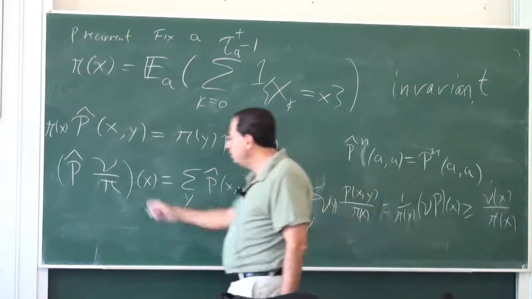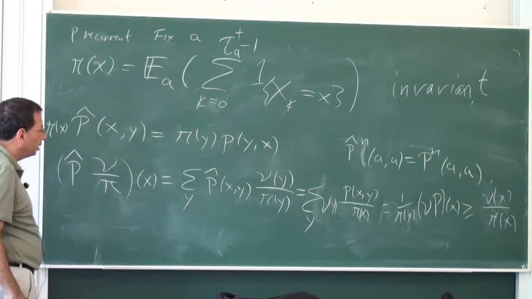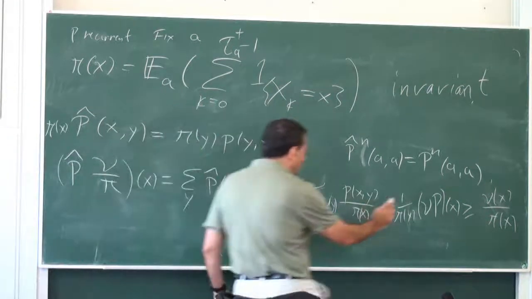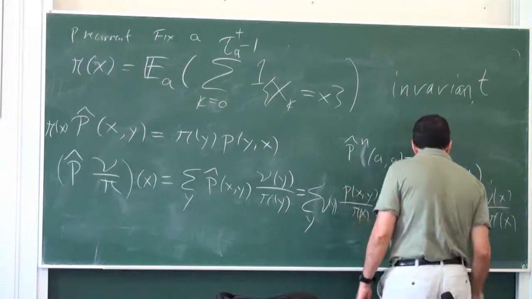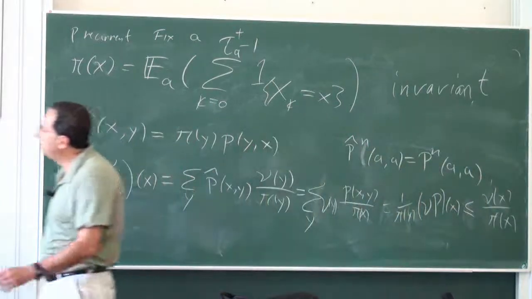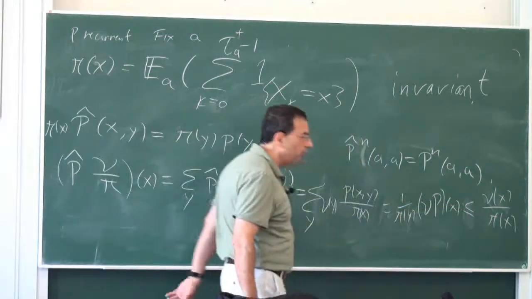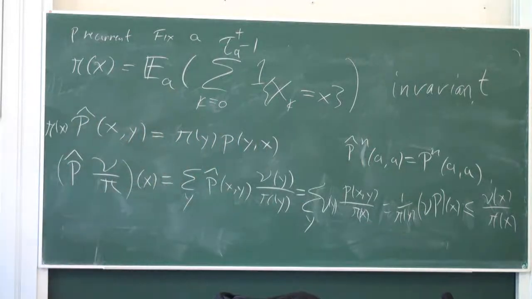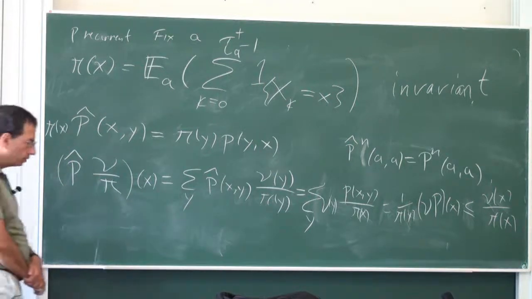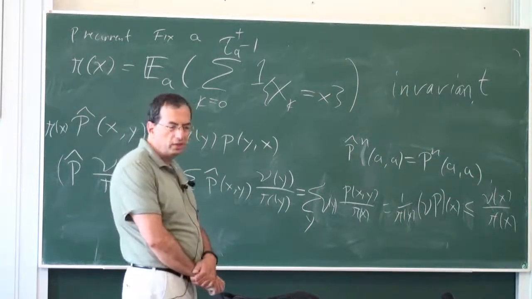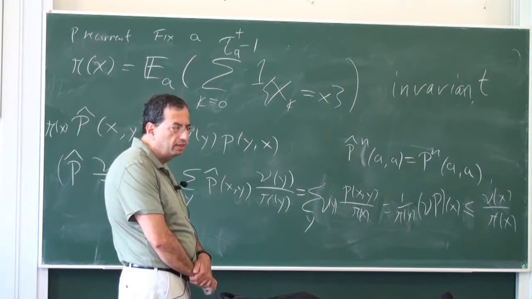So you see that the function nu over pi is superharmonic for p hat. I got the directions wrong though. This is right. Our assumption was that nu is greater than nu p, so we have this inequality. So the function nu over pi is superharmonic for p hat. So we get from the first criterion that nu over pi is constant, which means that indeed nu is invariant.